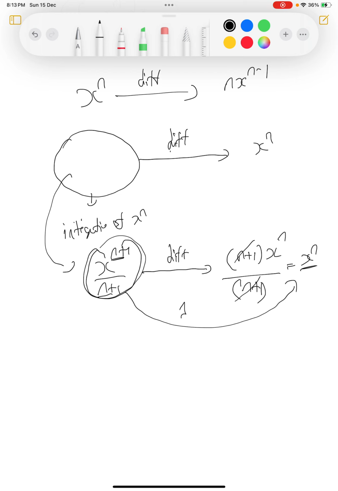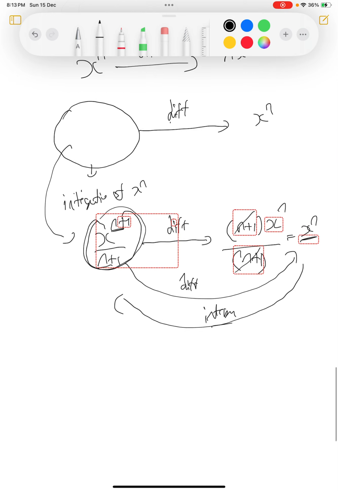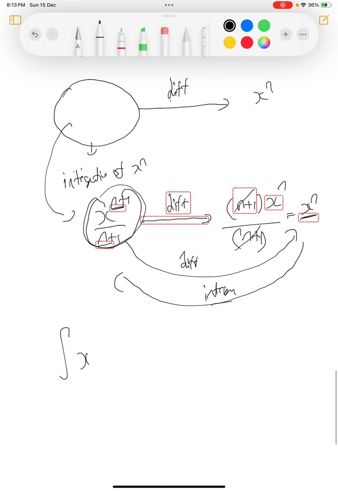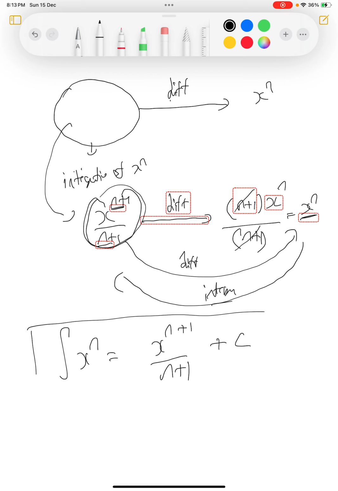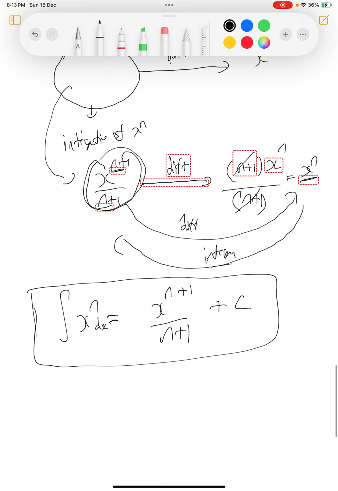Means if I want to go back, then I will do integration. Integration of x raised to power n is x raised to power n plus 1 divided by n plus 1 plus constant term. So this is the formula. Sorry, here there should be dx also, because we are integrating with respect to x. So this is the first formula that we have proved.